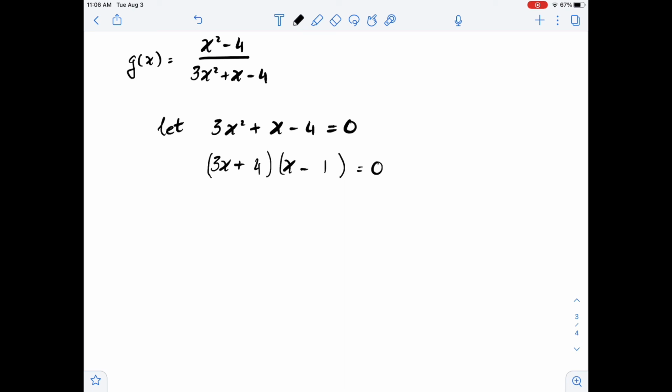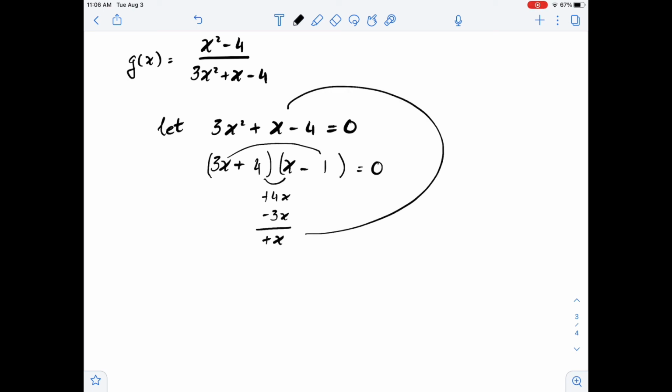And note that positive 4 times negative 1 is going to give me that negative 4. And 4 times x is 4x, and then minus 1 times 3x is negative 3x, and 4x minus 3x is plus x, and that is that central term right there. That's the one I'm looking for. And so I have factored it correctly. I have 3x plus 4 times x minus 1. That is the factored form of my denominator.